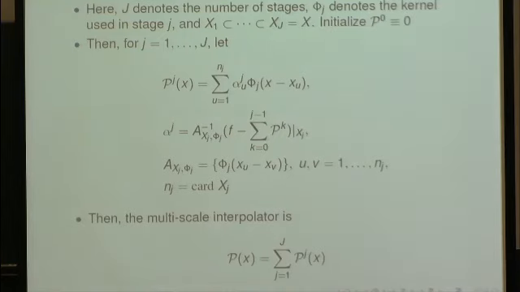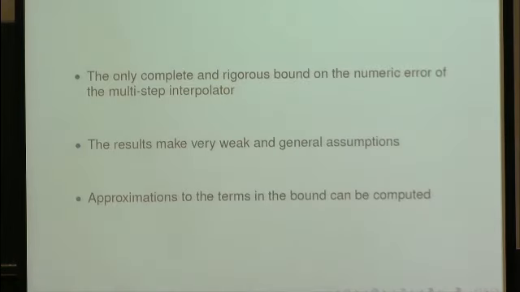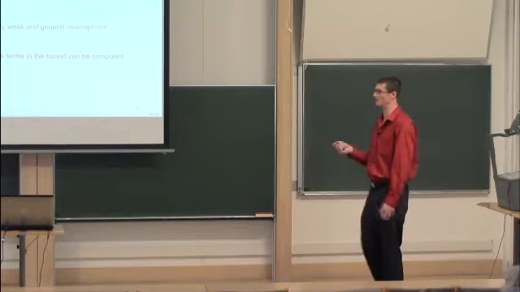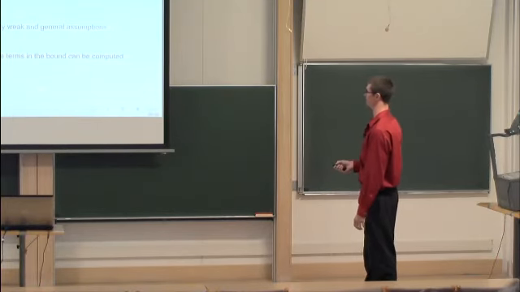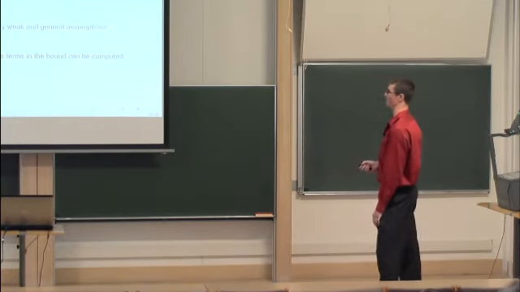We add up all of these different stage interpolators, and then we have our multi-step interpolator, maybe is what we've decided to call it. So we give a complete bound on the numeric error. There's no order of anything. It's sort of computable terms all through it. Computable in the sense that you can compute anything with a computer. You can't compute pi, but you can approximate it to 16 decimal points with the computer.